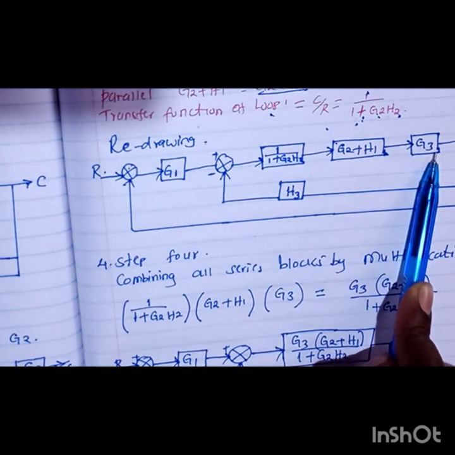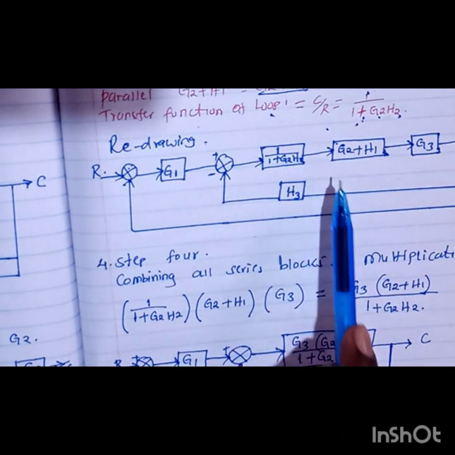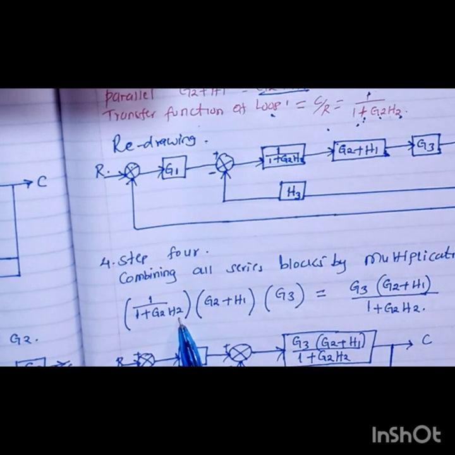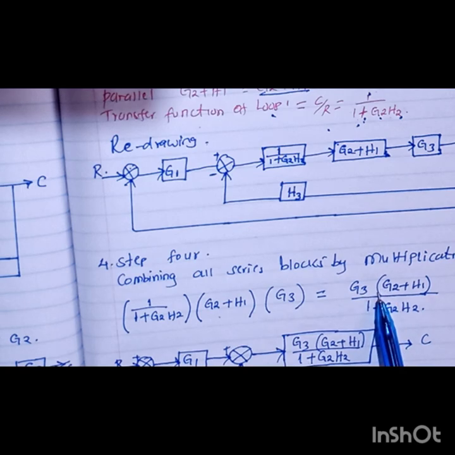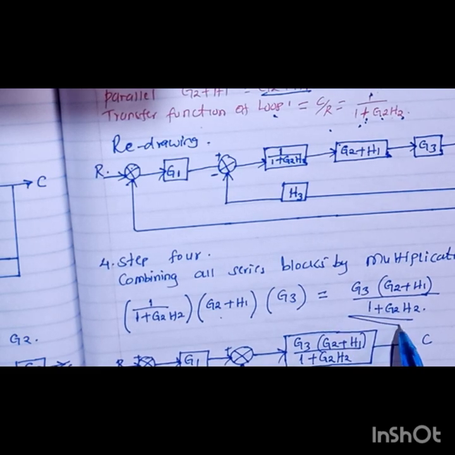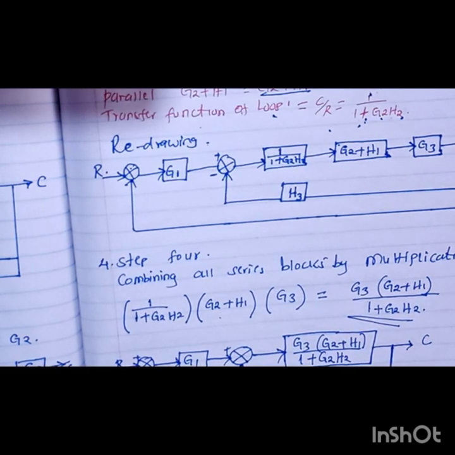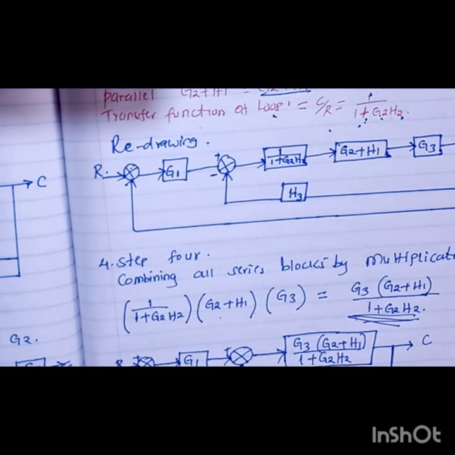For you to combine series or cascade blocks, you need to multiply them. So I'll combine these three blocks by multiplying them, the first block times the second block times the third block. And this will give me G3 into G2 plus H1 over 1 plus G2H2. So when I multiply all these three blocks, this is what I have. I still need to redraw the diagram again, representing the three of them in one block.